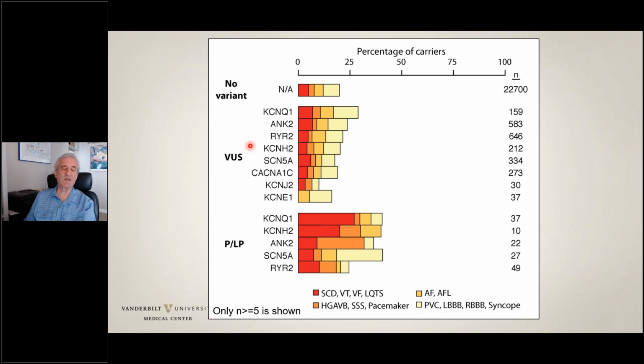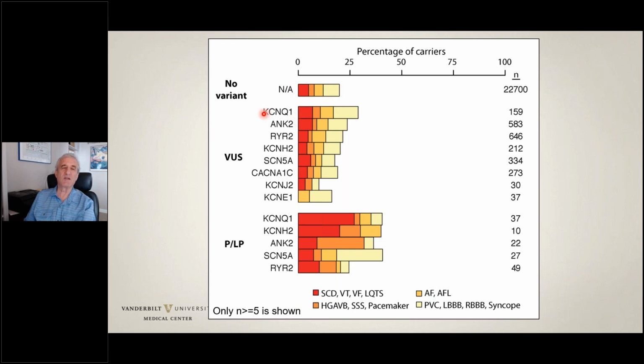Here are the VUSs. And what's interesting here, of course, is that there are far more VUSs than there are pathogenic variants. For the sodium channel gene, for example, 334 VUSs and 27 P or LP variants. And you can see that there's a slight overabundance of diagnoses for some of these genes compared to the controls here with no variants, but it's pretty modest right now.